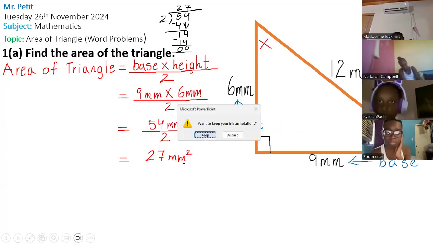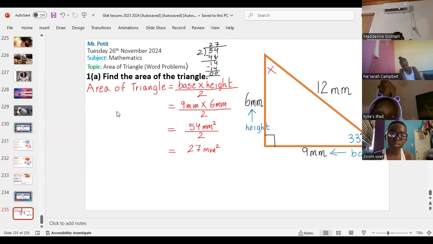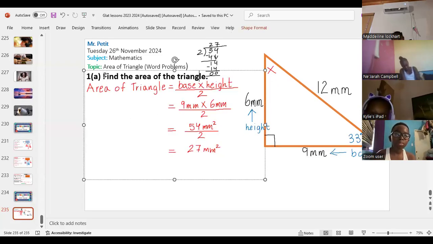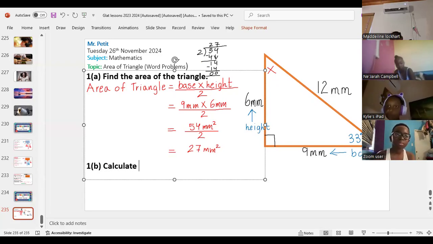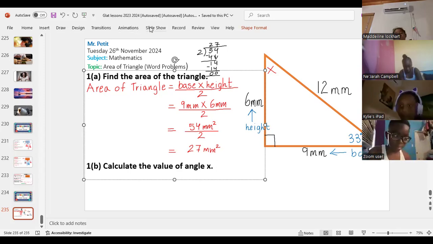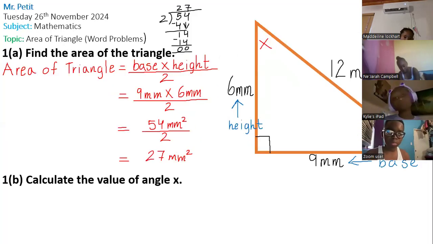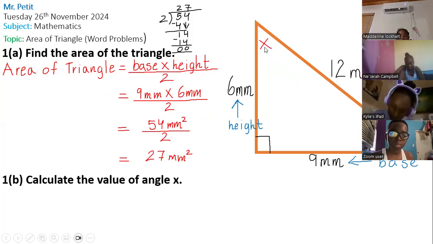So the next question, 1B, states that they want us to calculate the value of angle X. Calculate the value of angle X. Okay, so we have to figure out what angle X is. Notice that angle X is here. We have to figure out what this angle is.